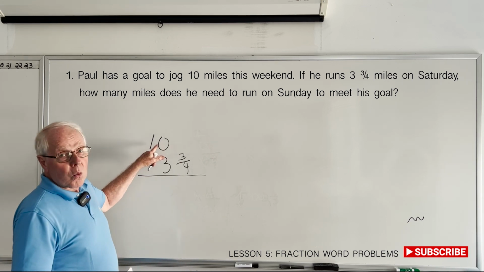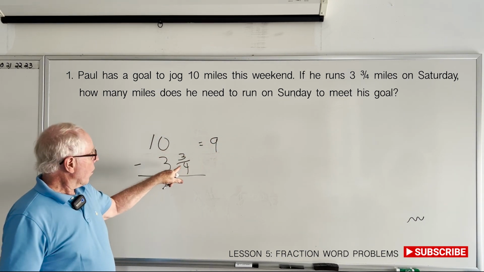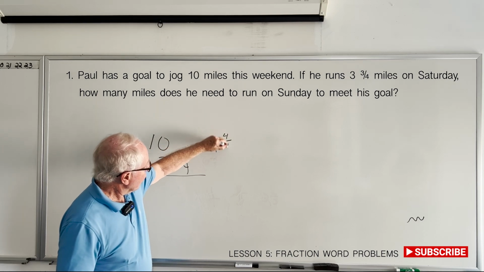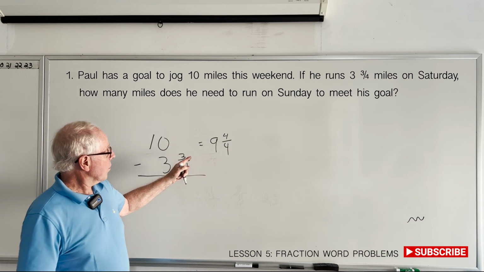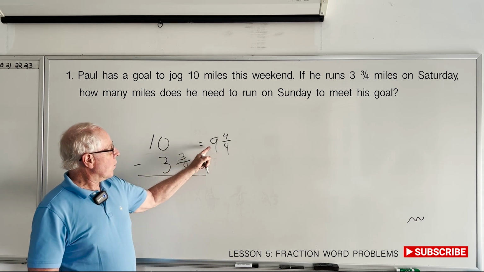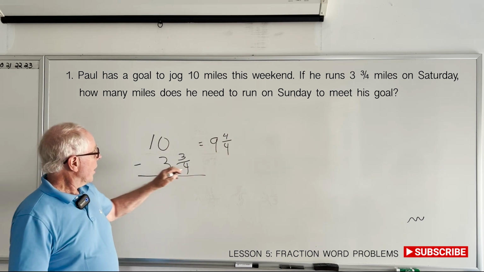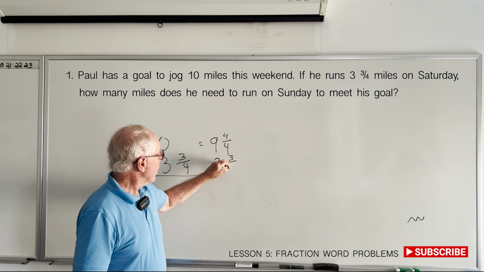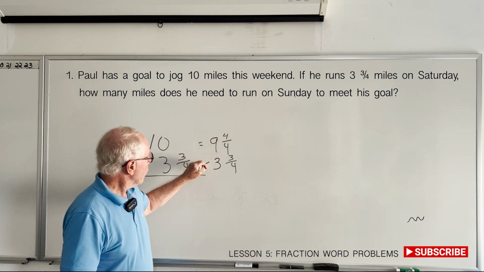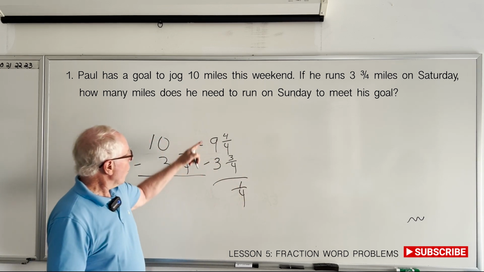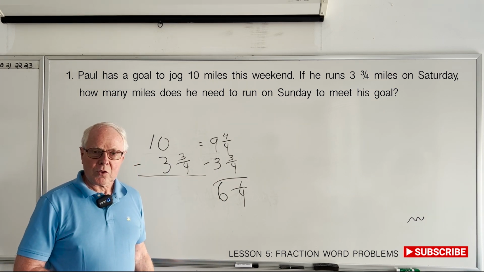We're going to borrow 1 from this 10, which makes it a 9. And that 1 that we borrowed, we're going to take it in fourths. It's like asking for a change of $1, and you ask, can I have that change in quarters? So hopefully we agree that 10 equals 9 4/4. $10 is the same as $9 4/4. And now we can do our subtraction very easily. We have a common denominator. 4/4 minus 3/4 is 1/4, and 9 minus 3 is 6. Okay, so that's our first one.